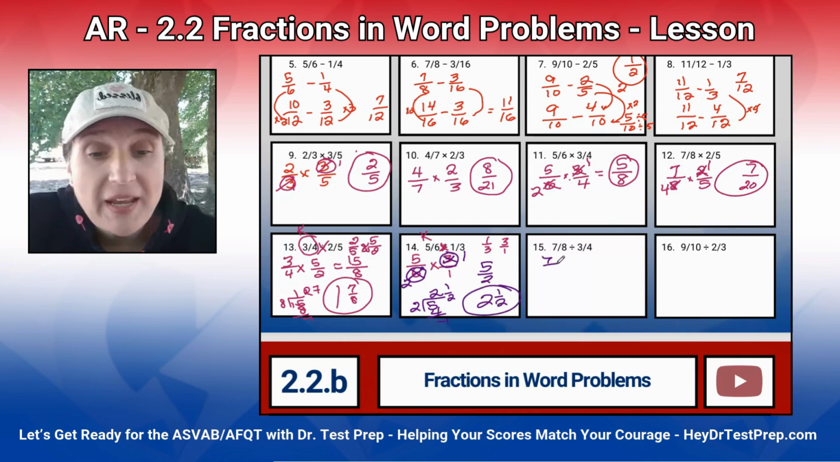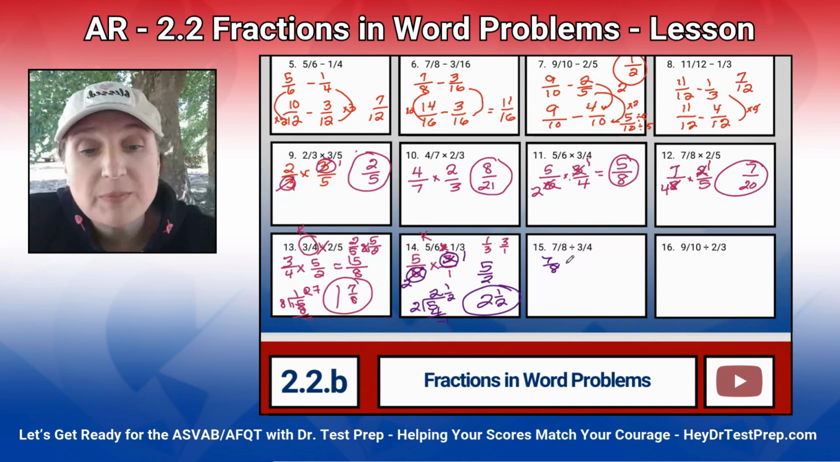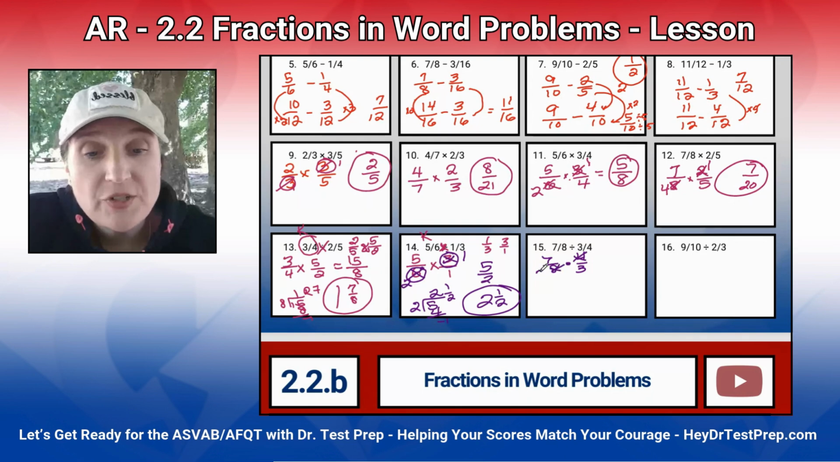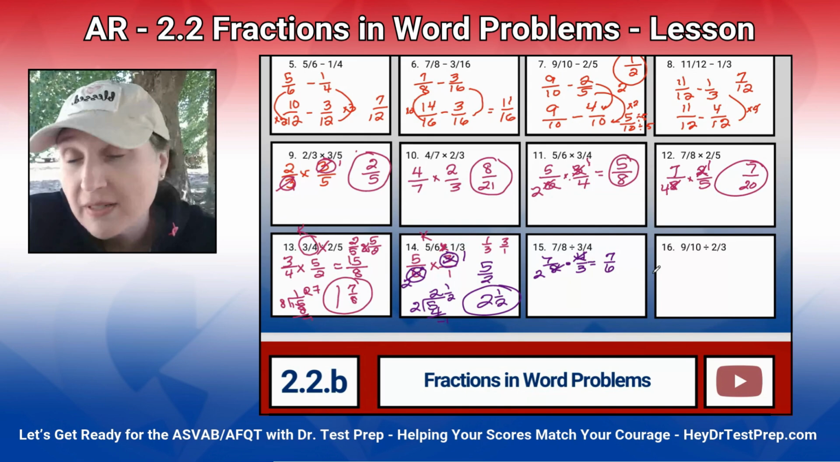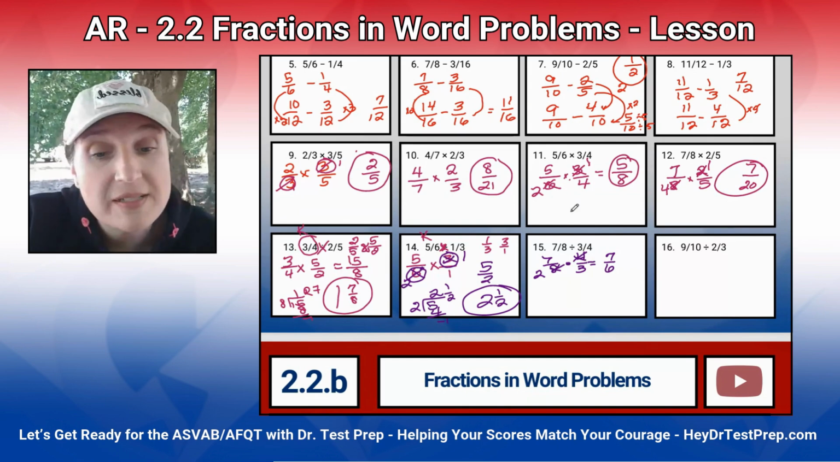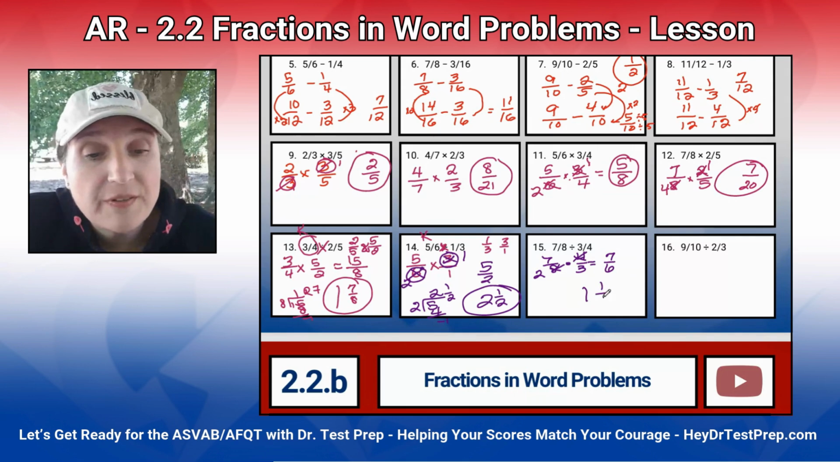Keep the 7/8. Change the division to multiplication. Flip the 3/4 to 4/3. 4 can go into 8 2 times. Multiply across. 7 times 1 is 7. 2 times 3 is 6. And then I can reduce the fraction.